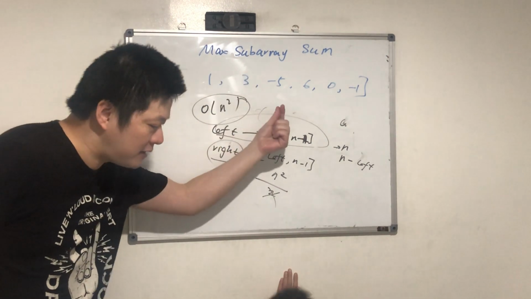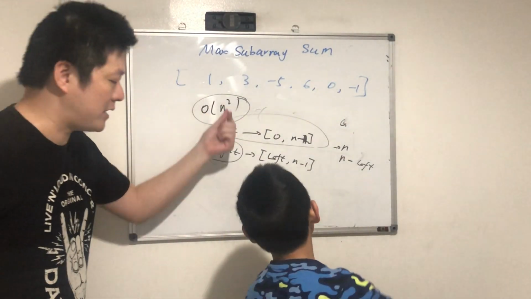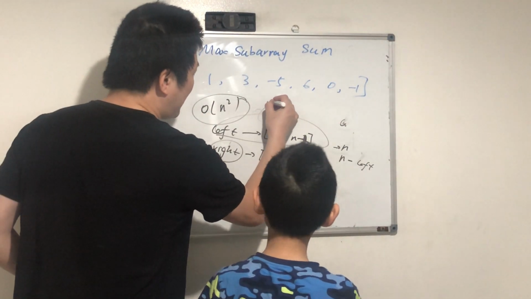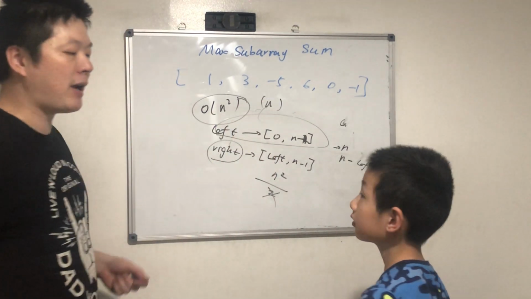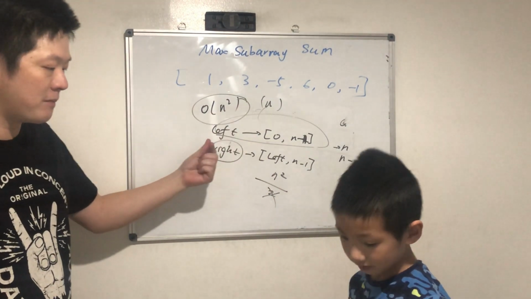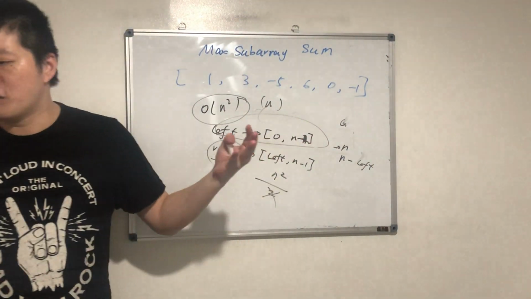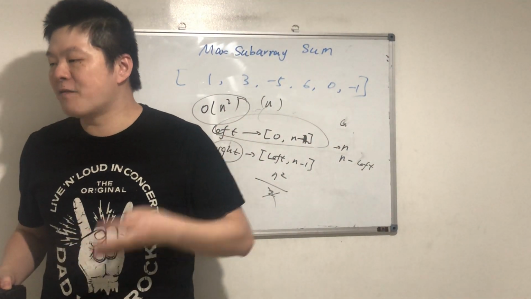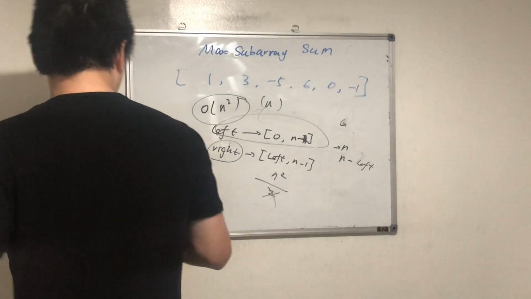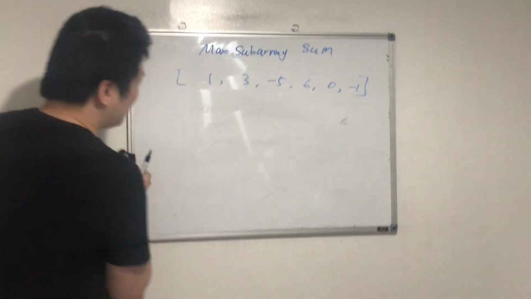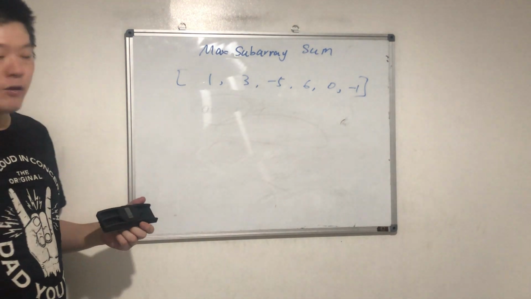Then for each sublist, we need to compute its sum, which may take another n, so the overall time complexity is O(n) cubic. But we don't have to recalculate the sum every time we determine a sublist, for example, using dynamic programming, where we remember it.